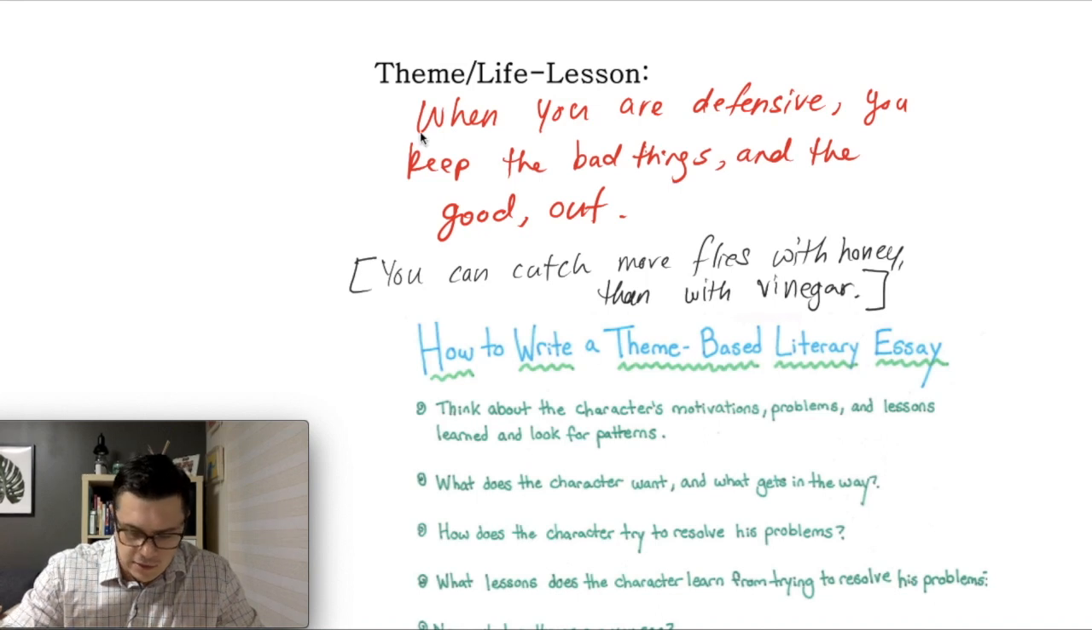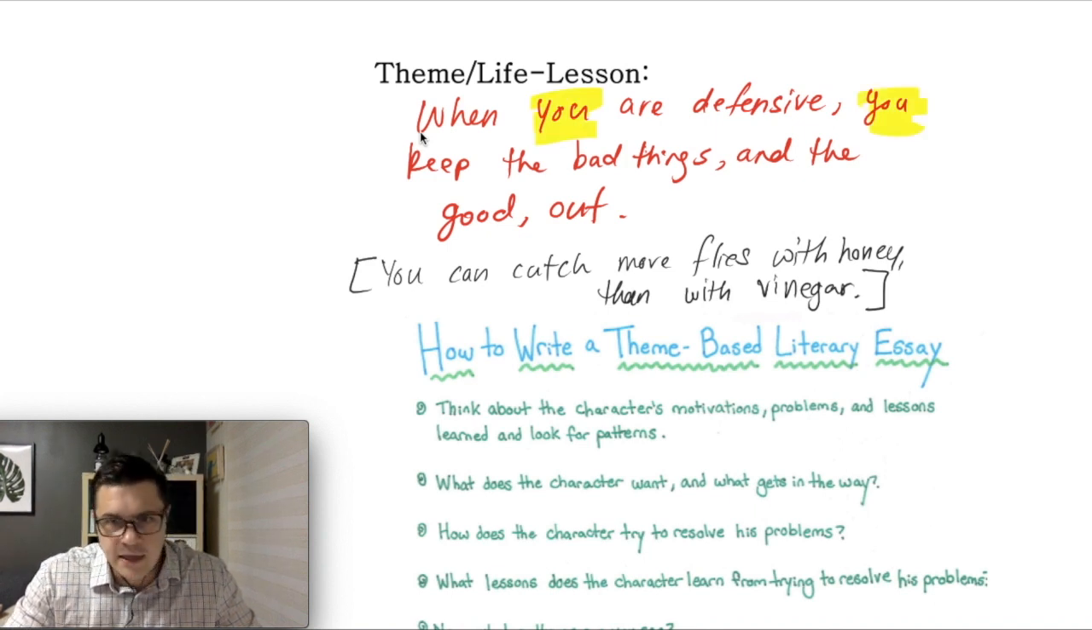And what I want you to notice here is that my theme, my life lesson, does not include the word Squeaky. It doesn't say when Squeaky is defensive, Squeaky keeps the bad things and the good things out. I'm not saying that because that would be a statement specific to the story, but the author's goal is that these lessons work for everybody. So notice that when I write the theme, I say "you." And we'll talk later about other ways to do that. But that's what we did.